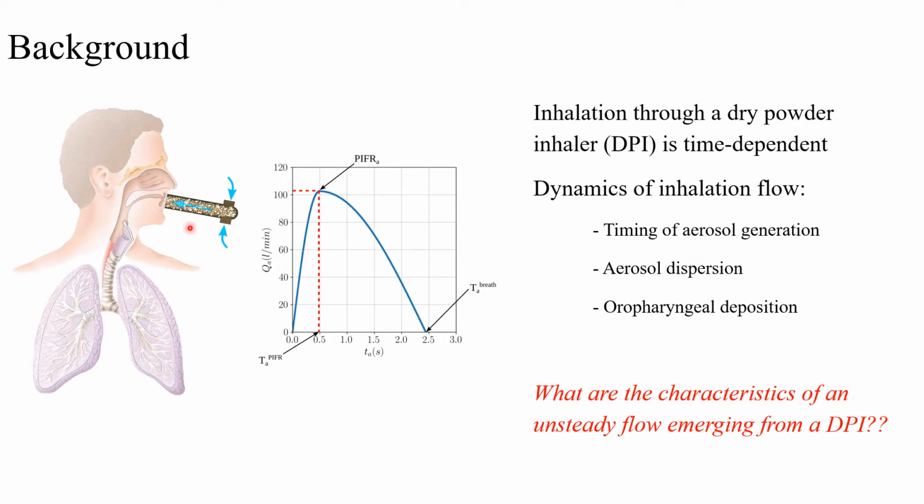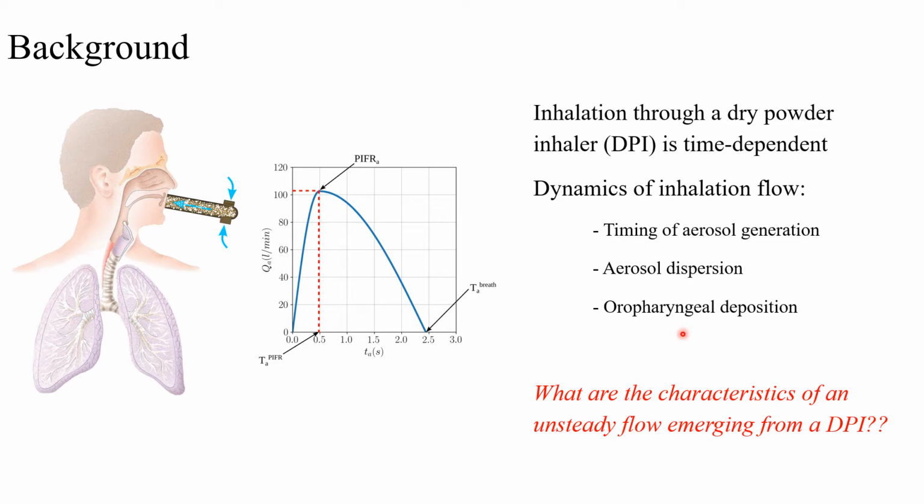In real conditions, when a patient uses a DPI, the inhalation flow generated is time dependent as a result of the patient's inhalation technique. This figure here shows a typical inhalation profile for a DPI model in which the inhaled flow rate rises to a peak value in a short time and then decreases gradually as the inhaled breath comes to a stop. The dynamics of such an unsteady inhalation flow affects the timing of aerosol generation from the device, that is when the aerosol particles are released with respect to the start of the inhalation. It also controls the aerosol dispersion from the device as well as the oropharyngeal deposition, which are both dependent on the time evolution of the particle size characteristics.